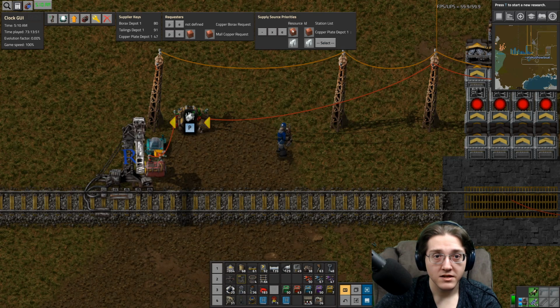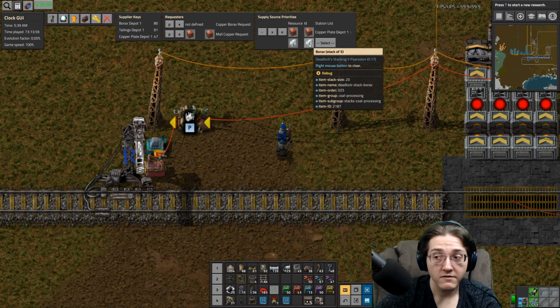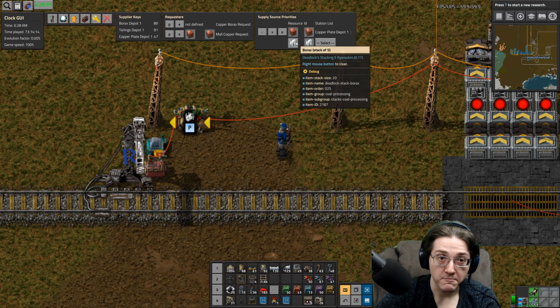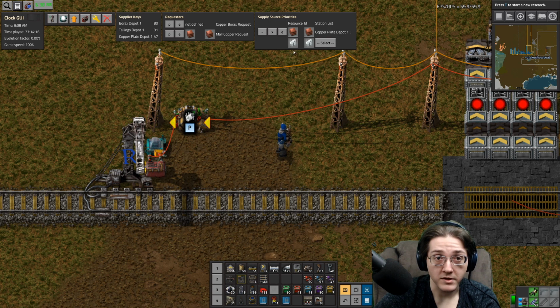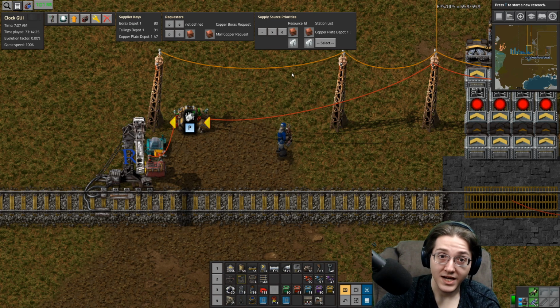So the resource is the actual resource that's in the train, and then the ID is somewhat arbitrary. You can choose whatever ID you want for this. This is important if you have multiple depots of the same resource. So if I had, say, another depot of borax, I would have two with the resource of stacked borax, but they would need to have different IDs if I wanted to have them treated as separate depots with separate priorities. Does that make sense?